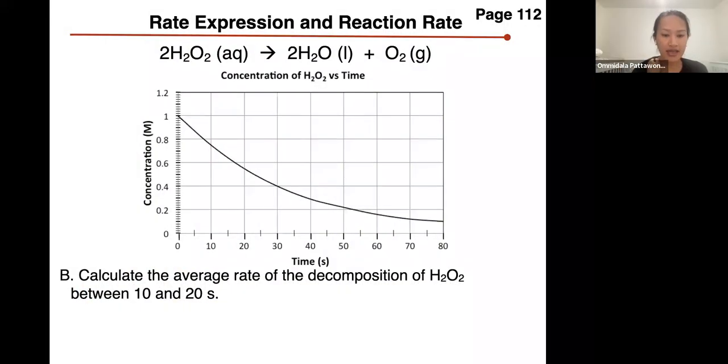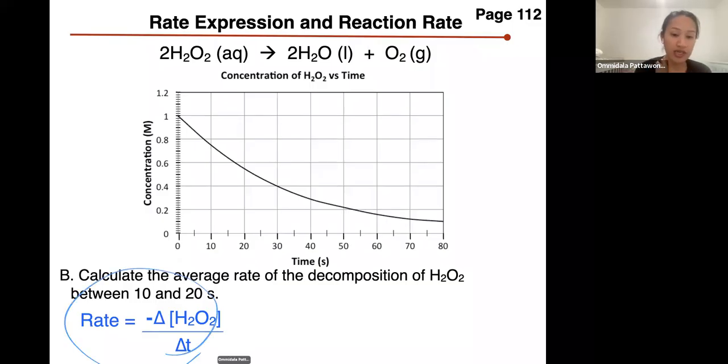B is asking us to calculate the average rate of the decomposition of hydrogen peroxide between 10 and 20 seconds. Remember when we talk about the average rate, it's going to give you a range of time, right? So it's the time interval. In this case, we are looking at 10 to 20 seconds. We already wrote the rate expression, which is this one, so I'm going to use this to calculate the average rate. In order to find the average rate, we need to find the change of the concentration, and also the change of time.